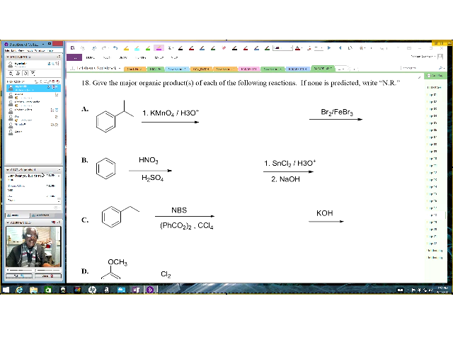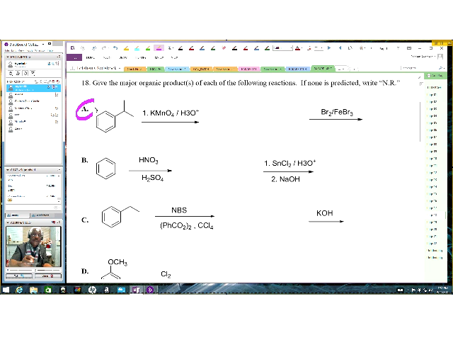Let me go ahead and read this question here. Question 18 says, give the major organic products of each of the following reactions. If none is predicted, write NR. Let us start with A. In A, we have an alkyl benzene, which is this molecule here, and we have this reagent, potassium permanganate in dilute acid.